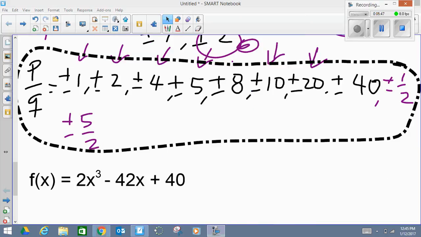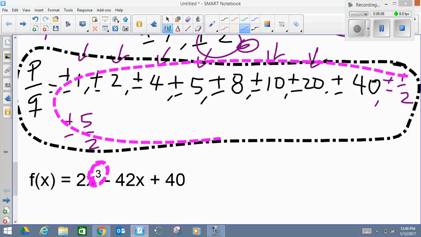I might have my possible zeros. Again, just possible, because the maximum amount of zeros that I can have in this function is given by that exponent. The amount of zeros I'm going to get is 3, because that's my highest exponent. That's the degree of the function.